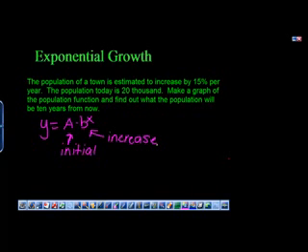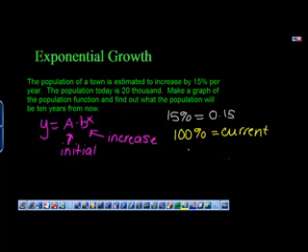To calculate percents, it is necessary to change 15% into a decimal. 15% as a decimal equals 0.15. In order to get the total population for the following year, we must add the current population to the increase in population. The current population, that would be 100%. It is going to increase by 15%. So we're going to add 15% for the increase.